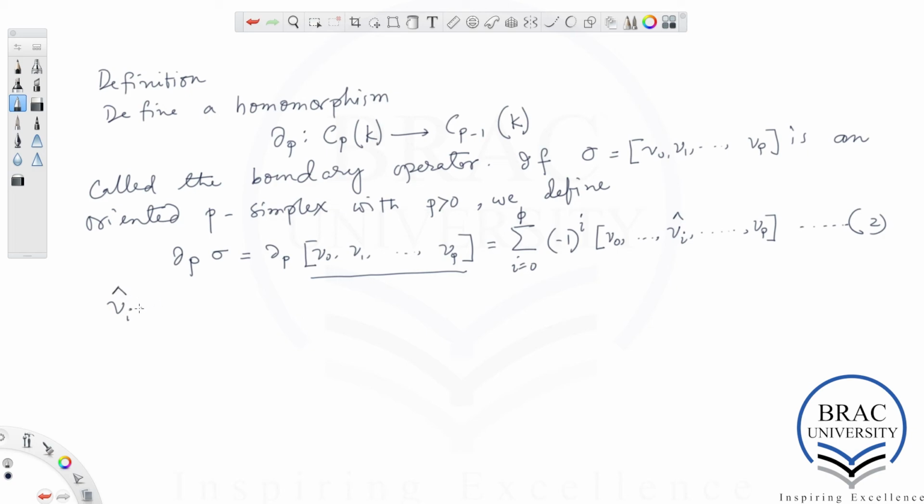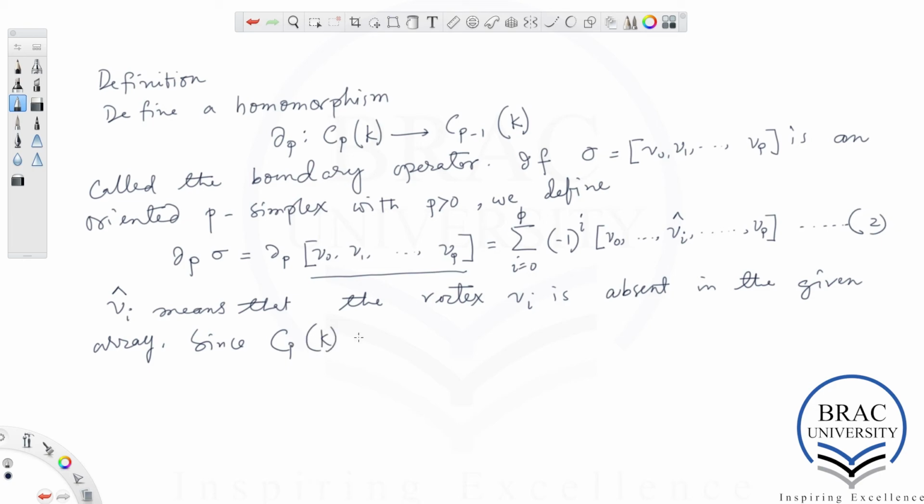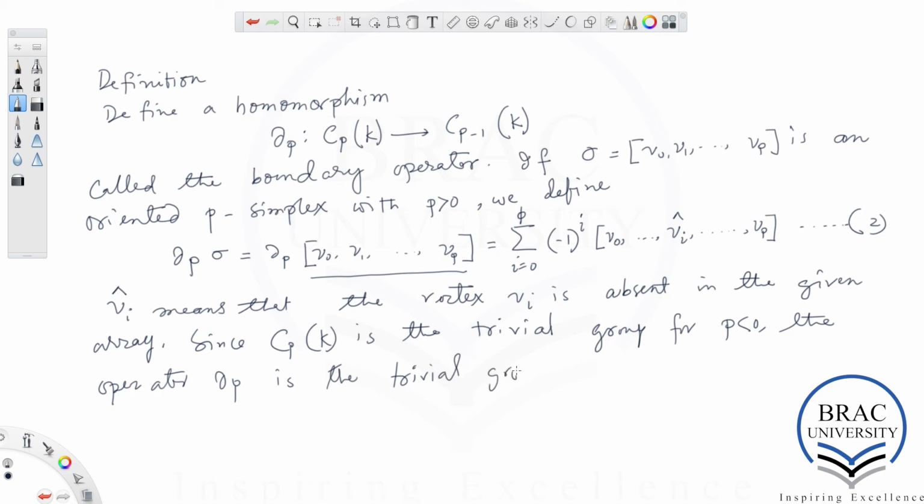Here, VI hat means that the vertex VI is absent in the given array. Since CP of K is a trivial group, by trivial group we mean that it just consists of the identity element, for P negative, the operator del P is the trivial group homomorphism for P less than or equal to 0.